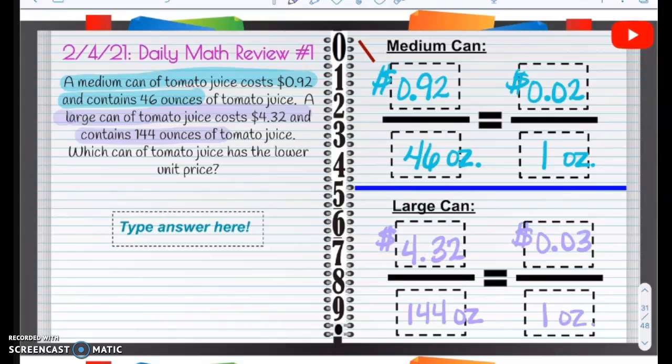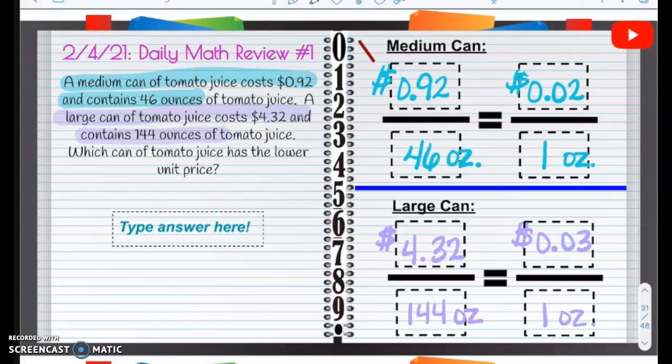The reason is because you divide both by 144. 144 divided by 144 is 1. $4.32 divided by that 144, what we did here. Same thing up here, divide by 46, divide by 46.